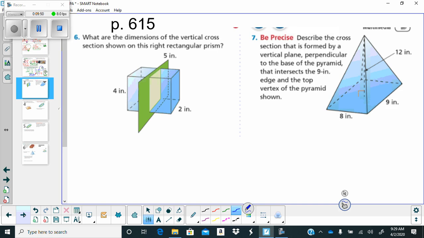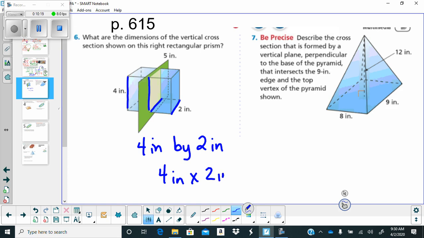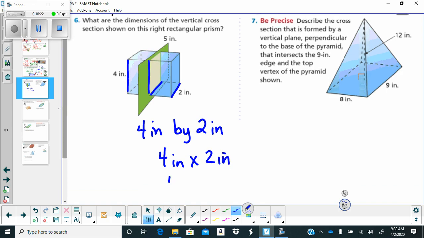Number 6, what are the dimensions of the cross section? Okay, this is just being sliced in half. So the dimensions of this rectangle, the up and down right here, would be 4 inches by, and then this right here would be the same as that, 2 inches. This is the formal way to write it, 4 inches by 2 inches. You can also write it as 4, remember this is the symbol for inches, times 2 inches. Okay, that means 4 by 2.